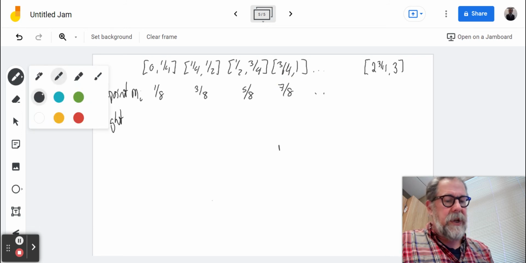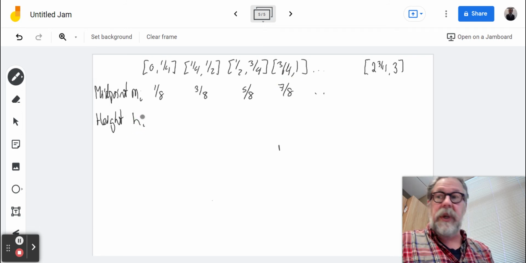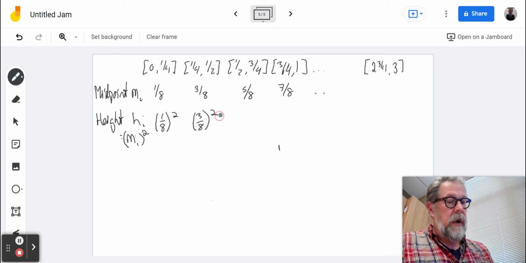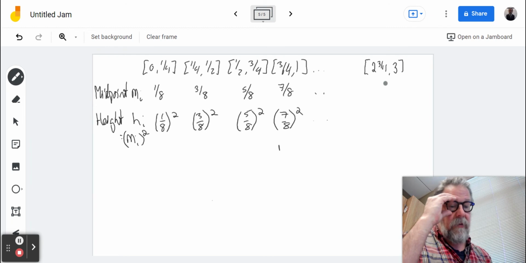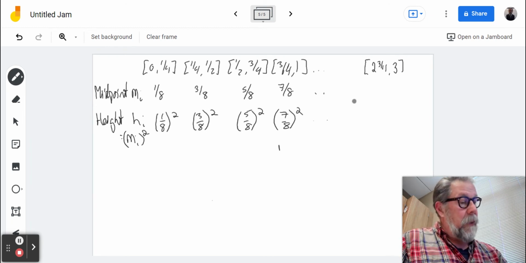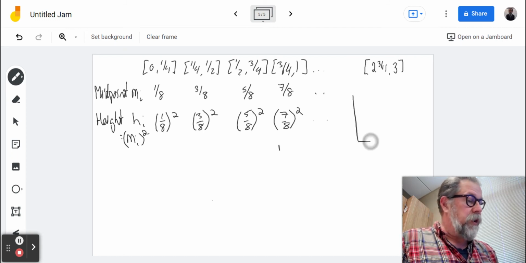And so the height of the midpoint, h sub i, will just be equal to that midpoint value squared. So I have a height of 1/8 squared, a height of 3/8 squared, a height of 5/8 squared, a height of 7/8 squared, and so on all the way up to the end of my region.